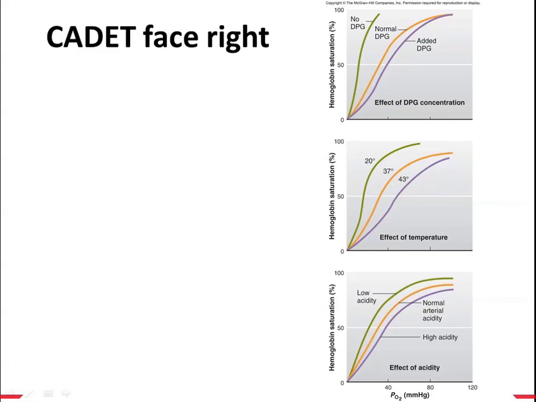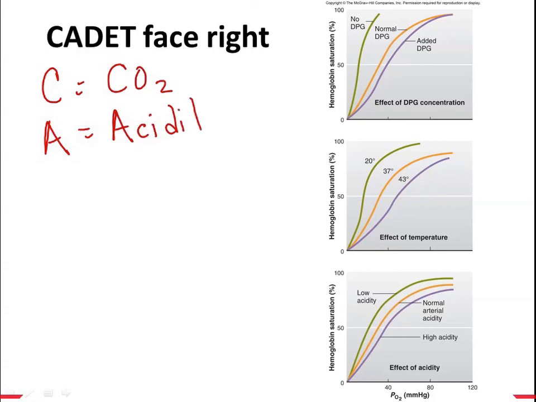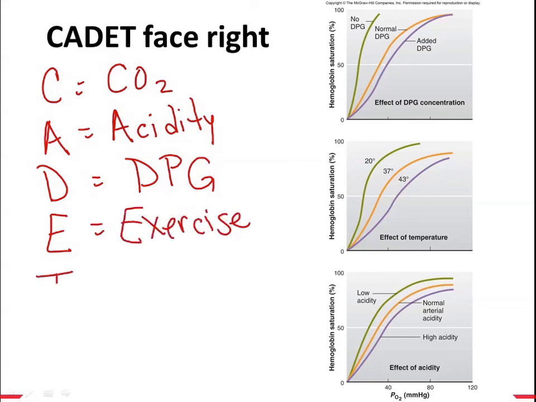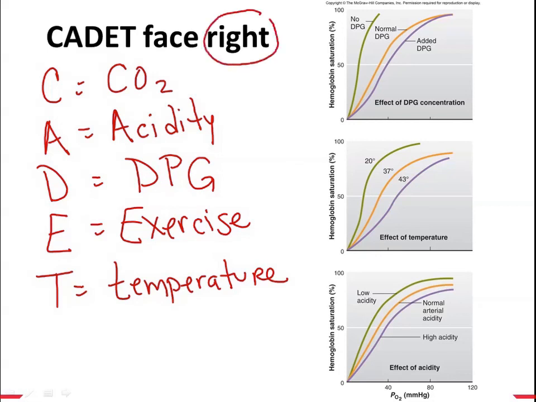And one study tip that we use to remember the effects of the various factors on the dissociation curve is this acronym, CADET face right, where C equals CO2, A equals acidity, D equals DPG, E equals exercise, and T equals temperature. And you can use this acronym to remember the factors that are going to cause a right shift in the dissociation curve.